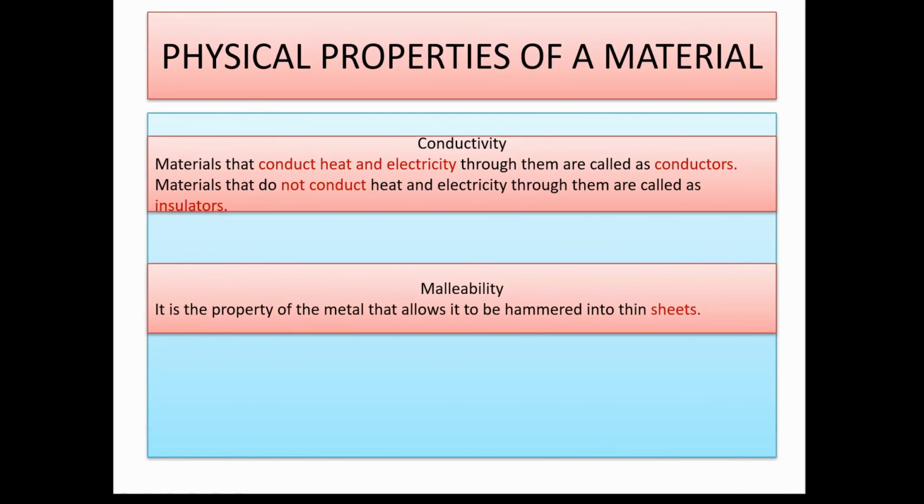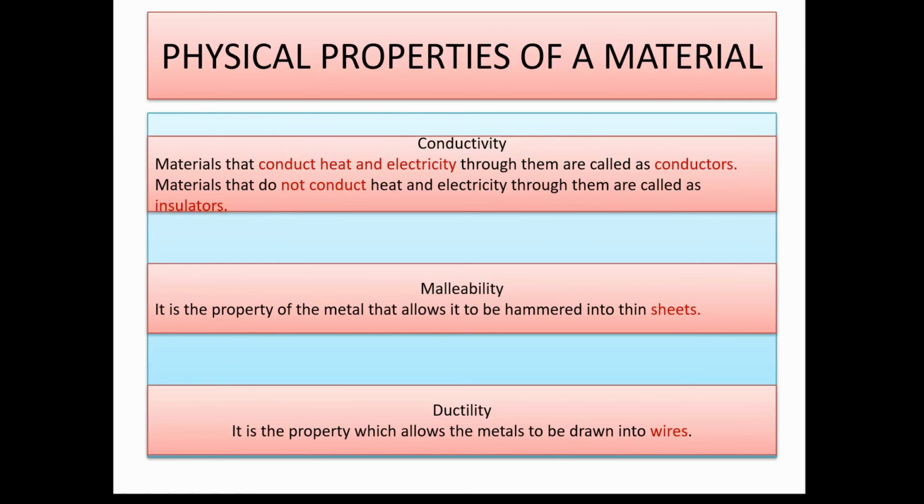The next property which we'll study is malleability. Now, what is malleability? Malleability is the property that allows the material to be hammered into thin sheets. We all know that we get aluminium foils, we get silver foils, we also get gold thin sheets. And these thin sheets are prepared by hammering them. So the property of metals that allows them to be hammered into thin sheets is called malleability.